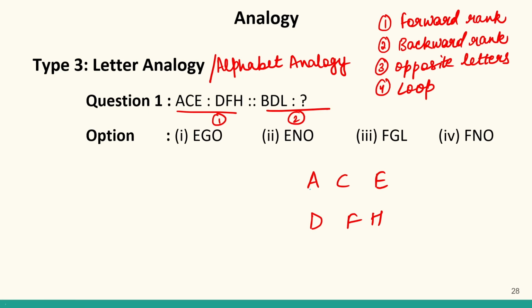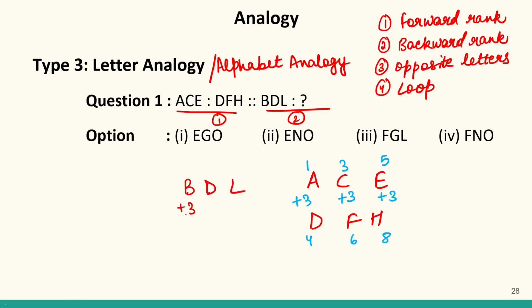If I give them forward ranks, or even without forward ranks, let me count on my hand. From A to D, this is 4, so we are moving 3 positions forward. From here, how many are we moving? We are moving 3 positions forward. And E is 5 and H is 8. Here also we are moving 3 positions forward. So we have to do the same thing for BDL.